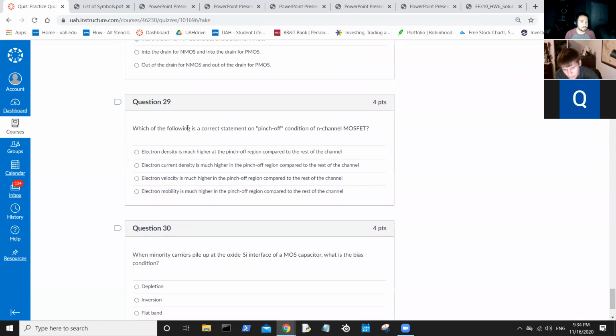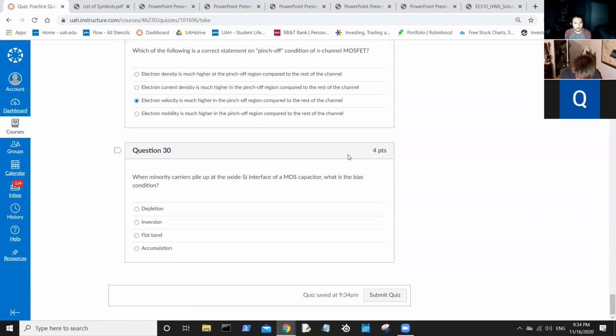All right. Which of the following is a correct statement on the pinch-off condition? So this is just another memorization thing from the properties. So this is dependent on the electron velocity for pinch-off condition in an N channel. So it just has to do with the velocity. And it's a higher velocity compared with the rest of the channel.